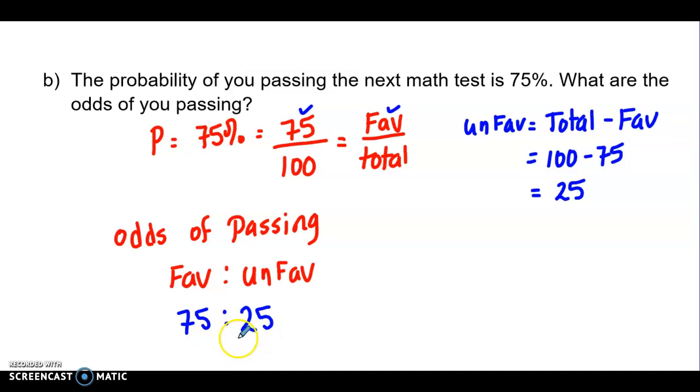However, any ratio and fractions must be written in lowest terms. So both of those have a common factor of 25. We can rewrite this odds of passing as 3 to 1.